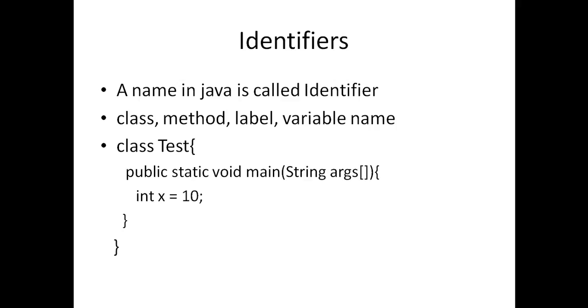So as we have already seen, anything which is a name is called an identifier in Java. It can be a name of a class, a name of a method, a name of a variable, it can be a label. But there are certain rules while declaring an identifier, so we'll be looking at them now.